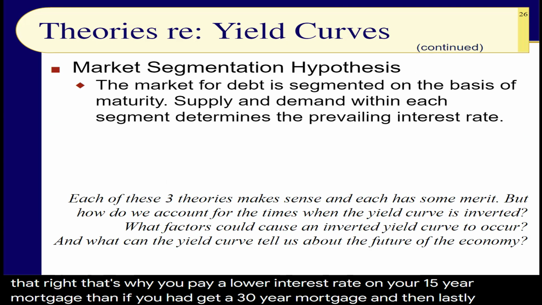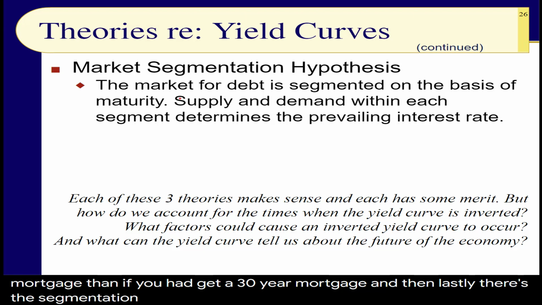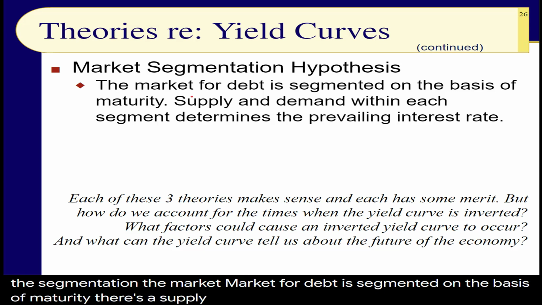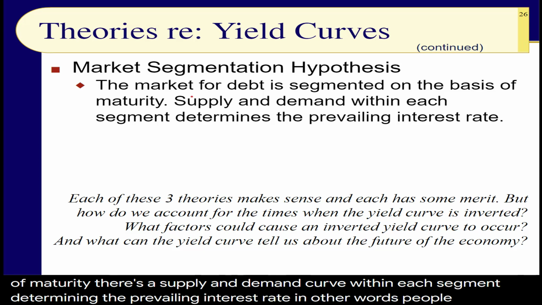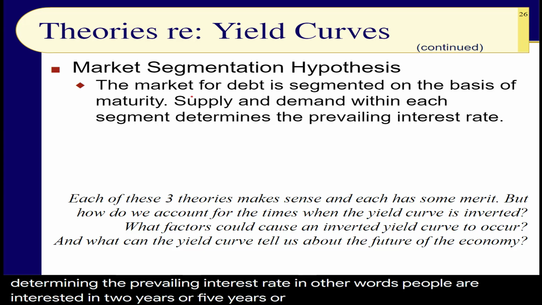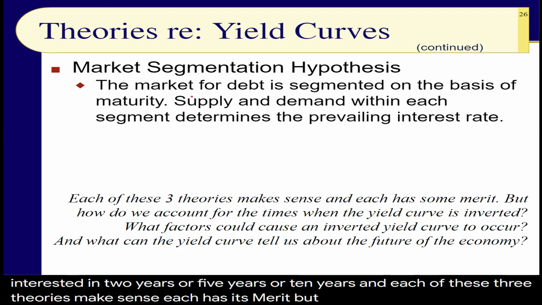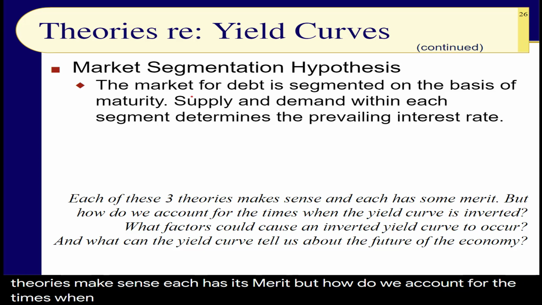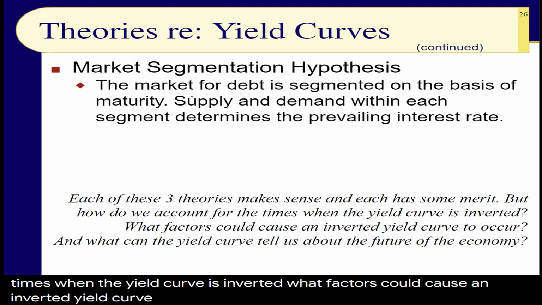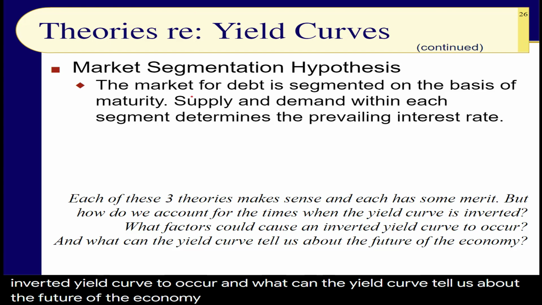And then lastly, there's the market segmentation hypothesis, which says that the market for debt is segmented on the basis of maturity. There's a supply and demand curve within each segment determining the prevailing interest rate. In other words, people are interested in 2 years or 5 years or 10 years. And each of these three theories makes sense. Each has its merit, but how do we account for the times when the yield curve is inverted? What factors could cause an inverted yield curve to occur? And what can the yield curve tell us about the future of the economy?